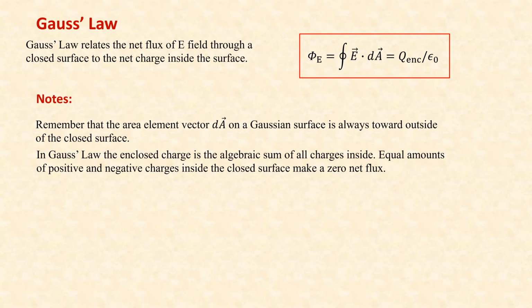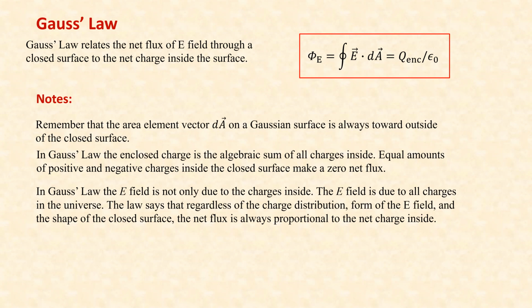And in Gauss law, the enclosed charge is the algebraic sum of all charges inside. Equal amounts of positive and negative charges inside the closed surface make a zero net flux. So there's some negative charges create negative flux, positive charges create positive flux, but then the total can be zero if there's a balance of charges inside.